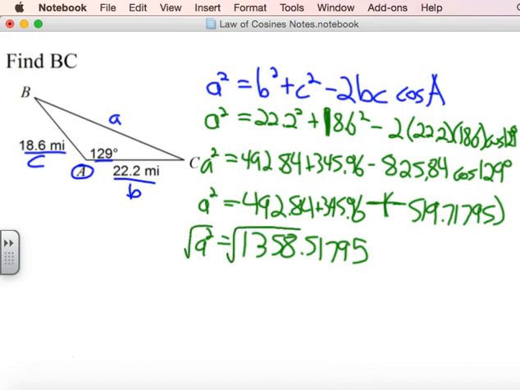So square root of this. So A is going to equal the square root. I'm going to type all that in. I get 36.85, so we round it to 36.9. So A is going to be about 36.9 miles.